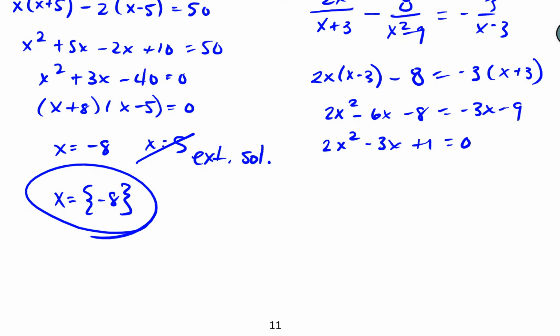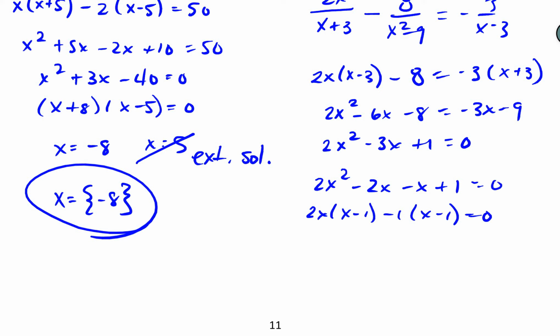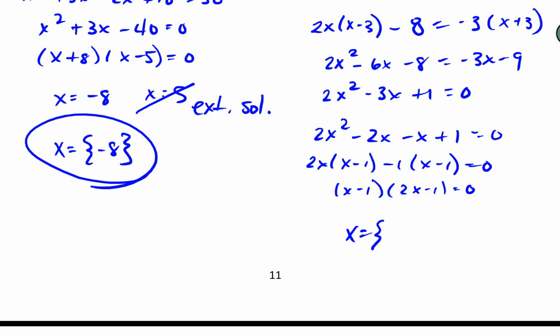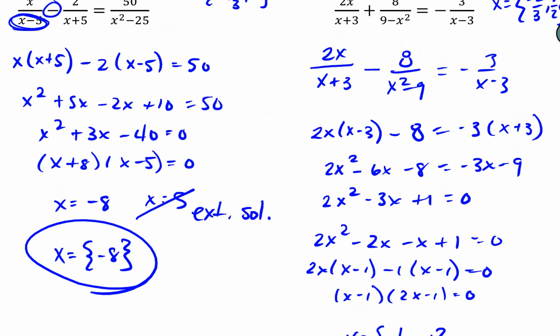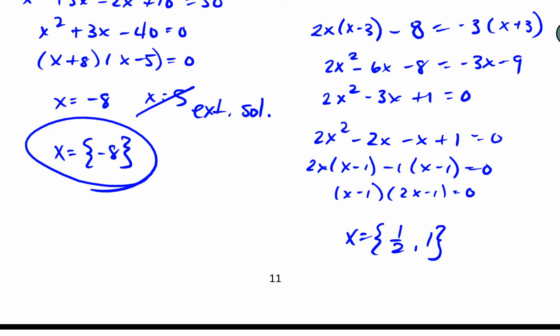Do your factoring. 2x squared minus 2x minus x plus 1. 2x is common. x minus 1 is common. x minus 1 all equals 0. And then we have x minus 1, 2x minus 1 all equals 0. So my final answers here, well, they're going to be a positive 1/2 and a positive 1. Both work because neither make undefined values. If you could do that last one, you're in really good shape for this topic.